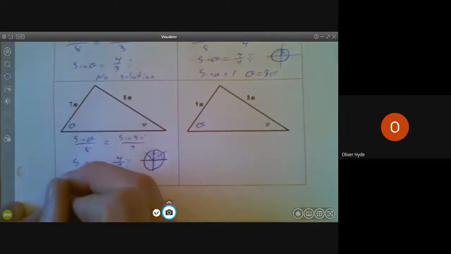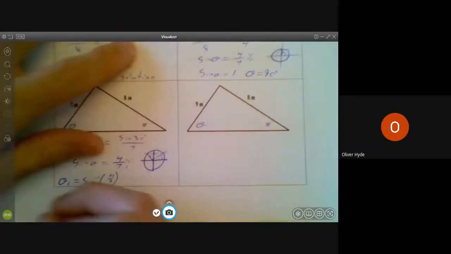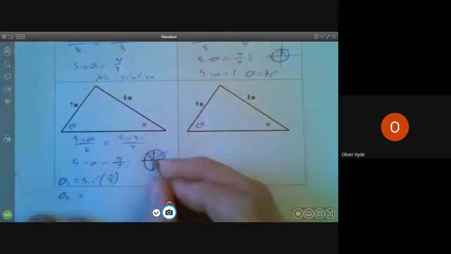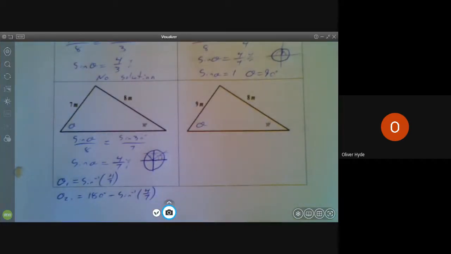So I'm going to say that I think that theta 1 is going to be the inverse sine of 4/7. If we're working without a calculator, I'm going to say theta 2, maybe, is going to be the supplement of that angle. This is how I've expected students to work without calculators in the past. You do not need a calculator to demonstrate an understanding of this fact.